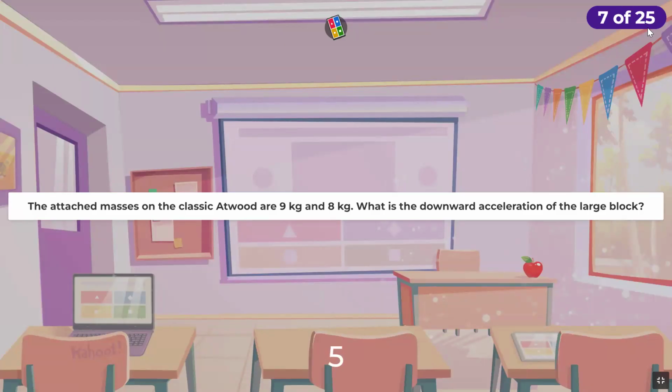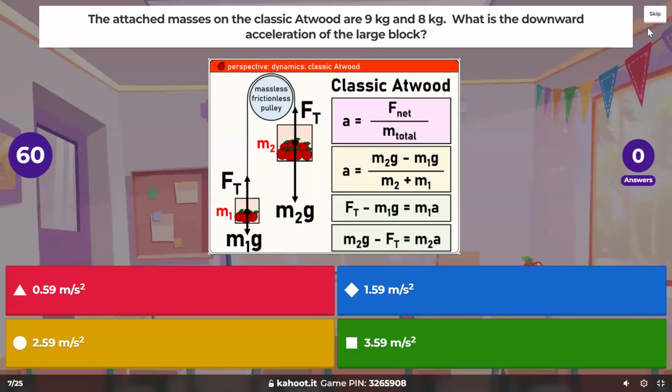Atwood time. You guys ready to solve an Atwood? 9 kilograms versus 8 kilograms. What's the acceleration? 9 versus 8 kilograms. What's the acceleration?